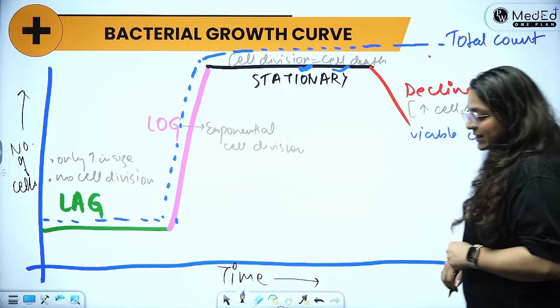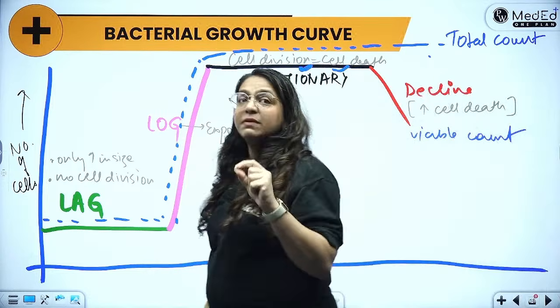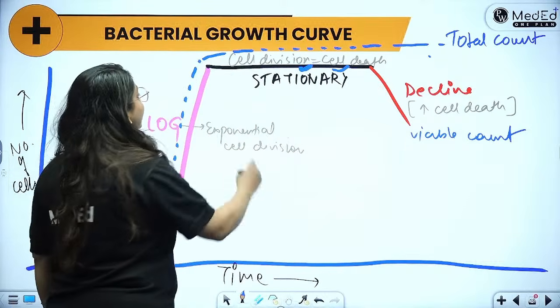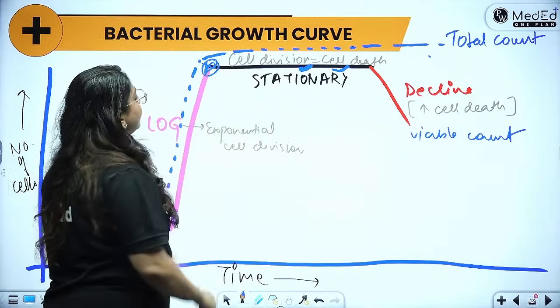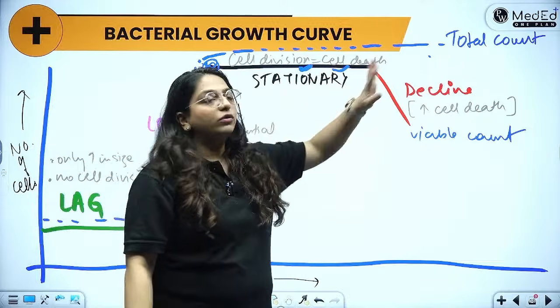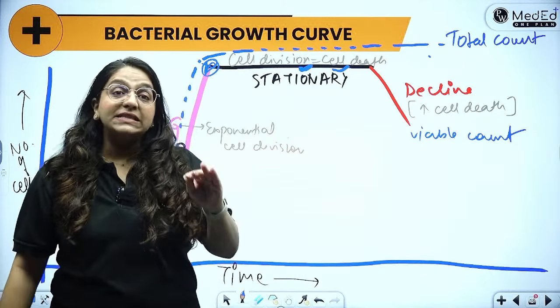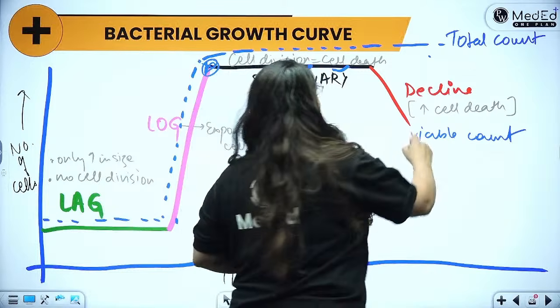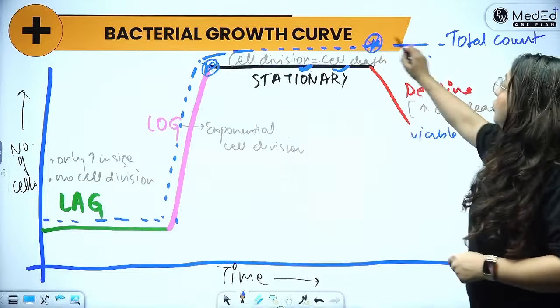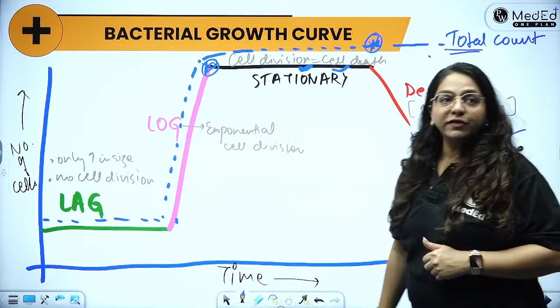Viable count, yes. So maximum viable count is achieved at the end of the log phase. After the log phase, the viable count is not increasing. But the maximum total count is achieved at the end of the stationary phase.